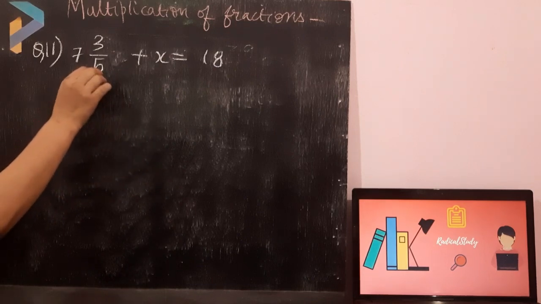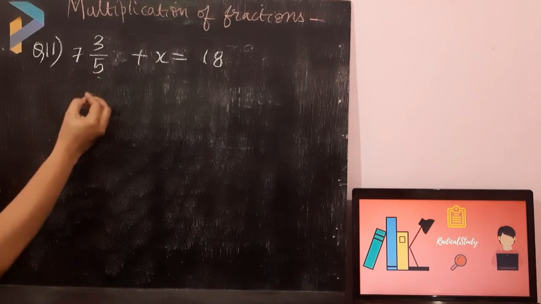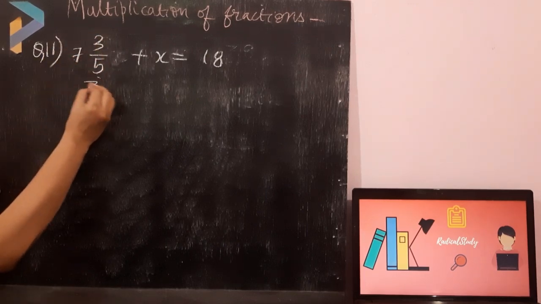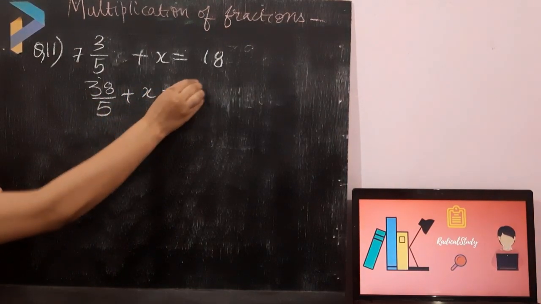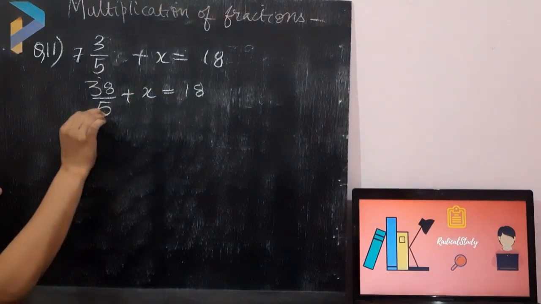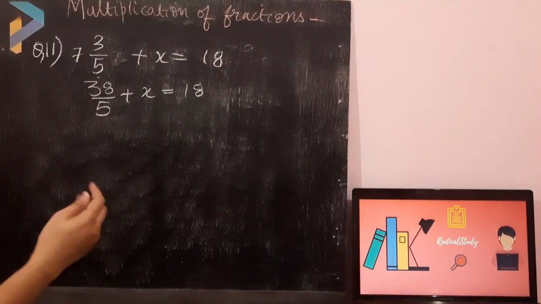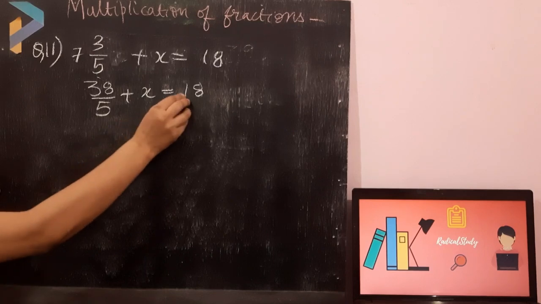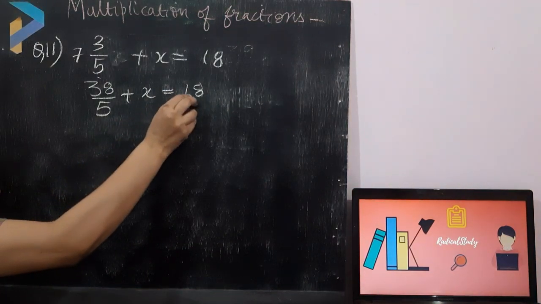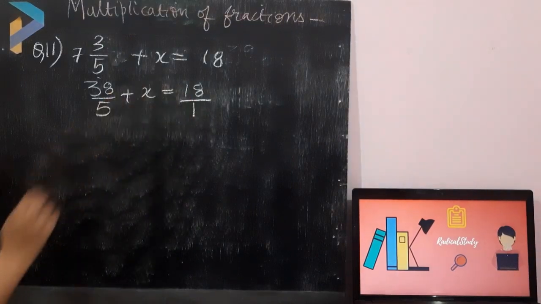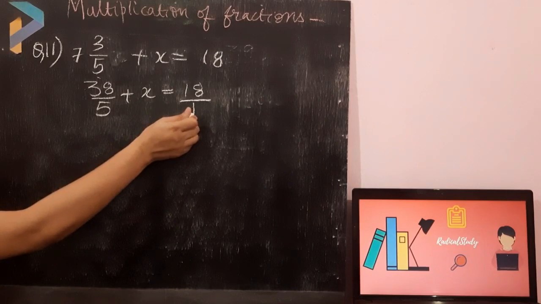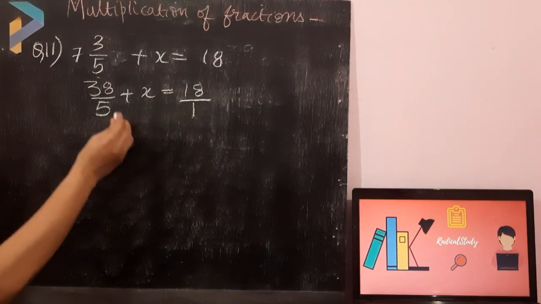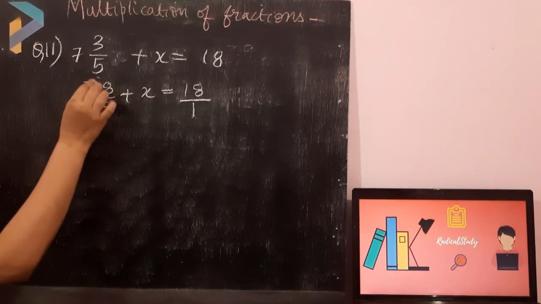So 7 3 upon 5 is a mixed fraction. So the first step which we are going to follow is to convert it into an improper fraction. 5 7s are 35, 35 plus 3 will be 38 upon 5. So what should be added to 38 upon 5 in order to get 18? Now this is a whole number. Whenever we have to add or subtract something from a number and it is written as a whole, there is no denominator, then by default we consider 1 as the denominator. If no denominator is given here, what will you consider by default? You will consider 1.